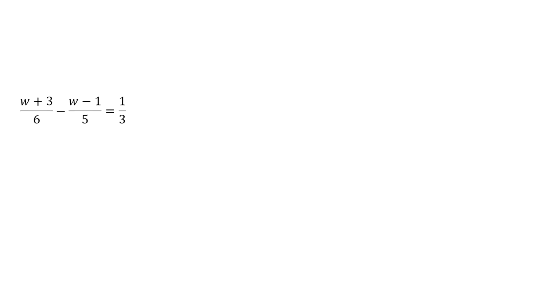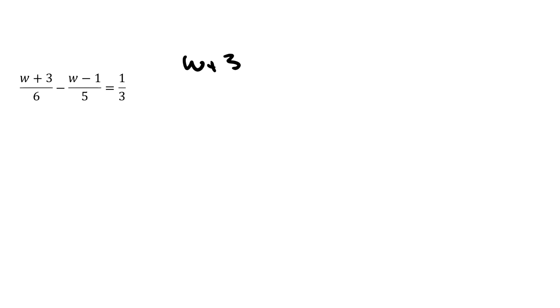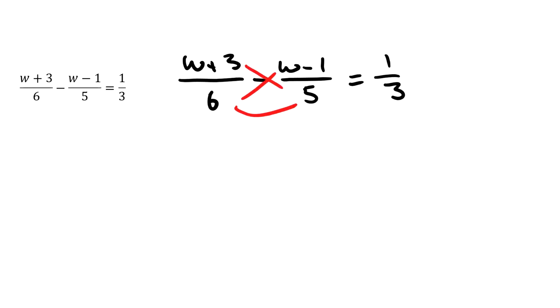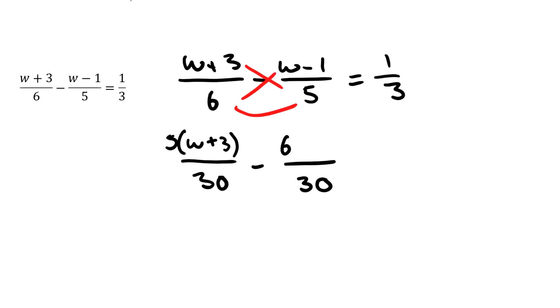Alright, another one. This time we have fractions everywhere. We follow the same procedure we just did, though. We want to solve our left-hand side first, so we'll cross multiply. So we get 30 on the bottom, because 6 times 5 is 30. We get 5 bracket (w plus 3), and then (6w minus 1).